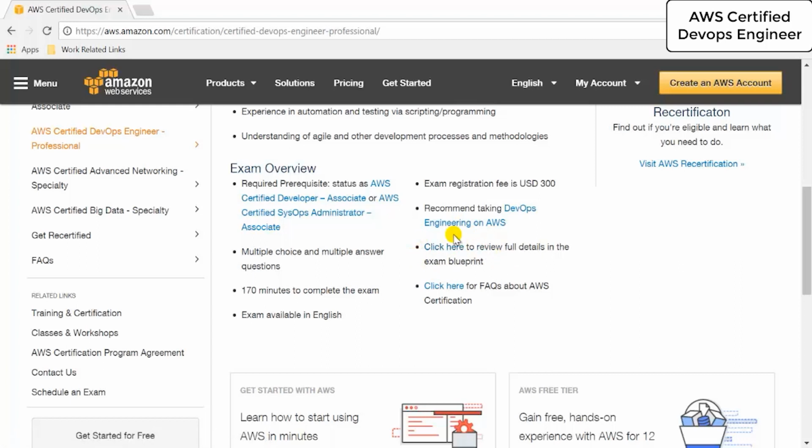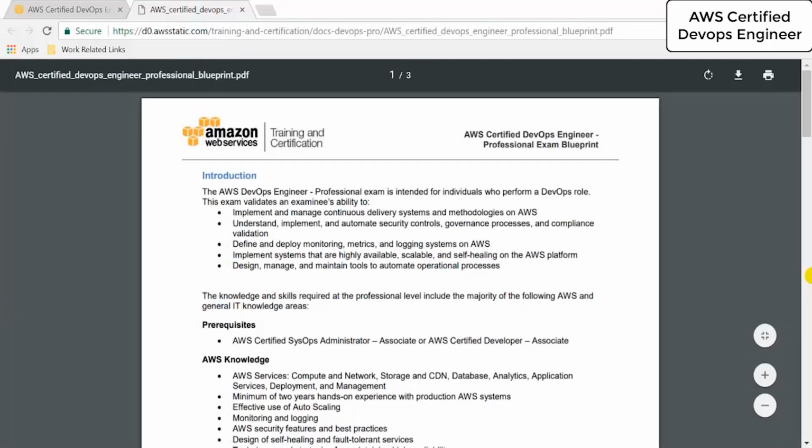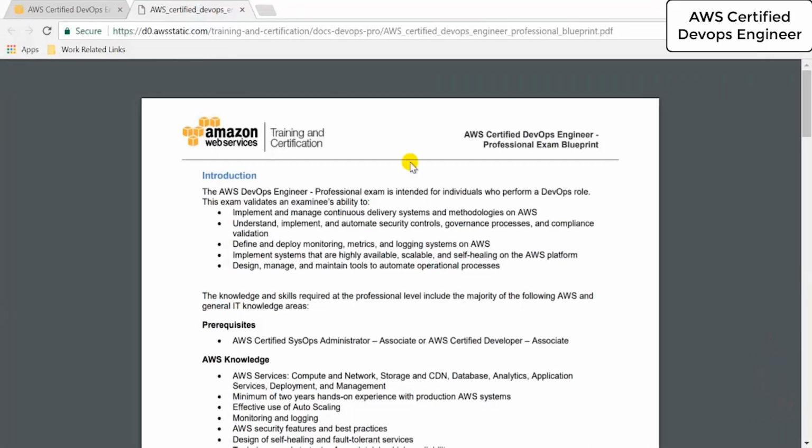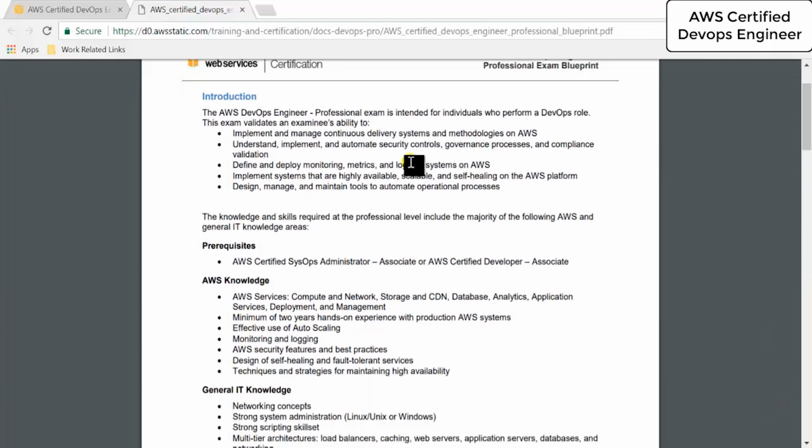This is the exam blueprint. So let's click and go there. Okay, so this is the exam blueprint, how it is going to be. The introduction says the AWS DevOps Engineer Professional exam is intended for individuals who perform a DevOps role. The DevOps role spans from developer to operations.